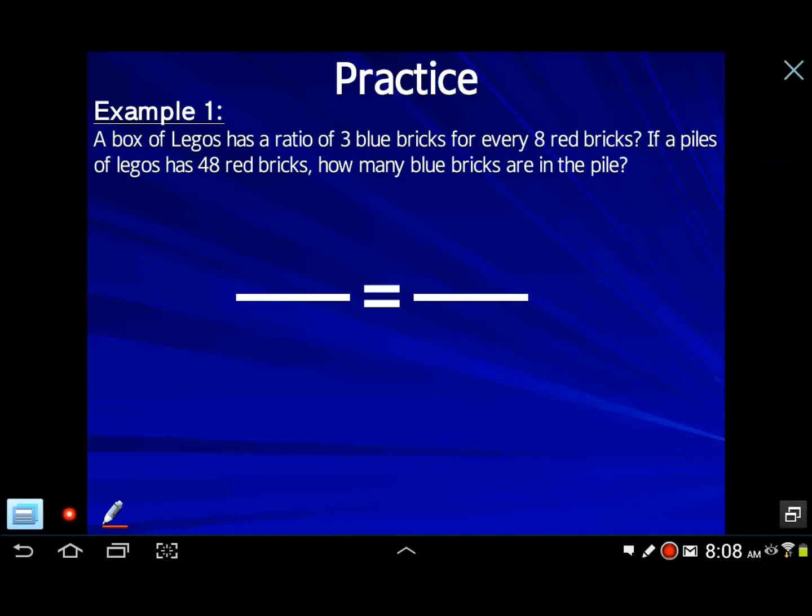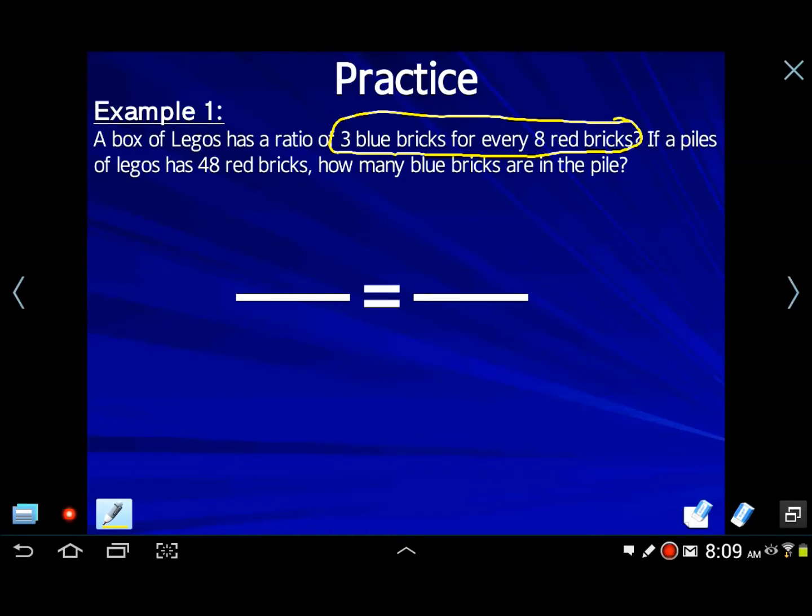Example 1, a box of Legos has a ratio of 3 blue bricks for every 8 red. If a pile of Legos has 48 red bricks, how many blue bricks are in the pile? So why don't we go ahead and start off this problem by just figuring out what our basic ratio is. And that's our basic ratio, 3 blue for every 8 red. So I'm going to put 3 to 8. So this number represents the number of blue bricks. This represents the number of red.